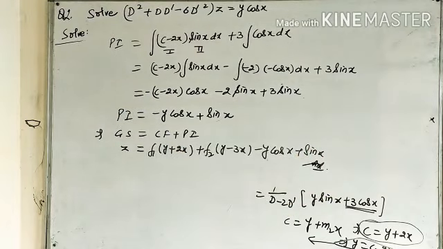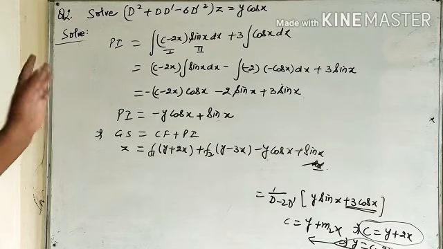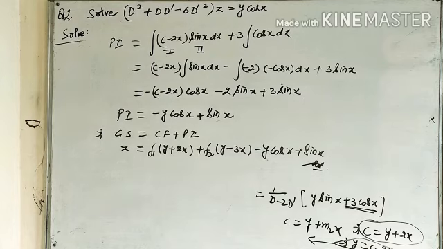Hope you all understand how to solve this kind of problem when PI is of the form where any of the first four conditions does not exist.